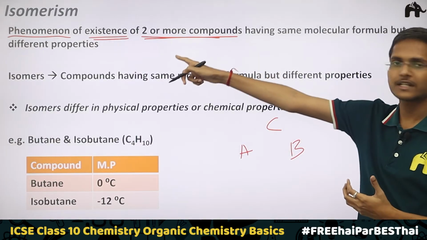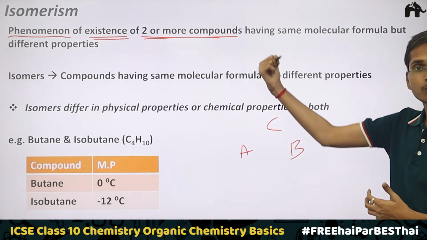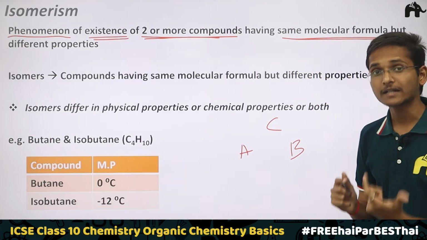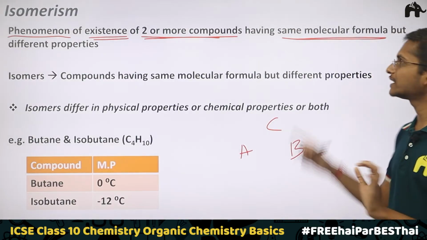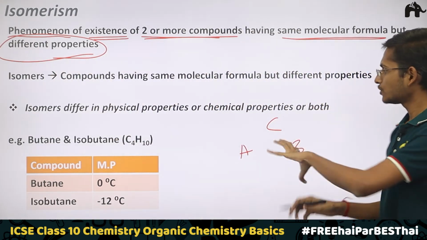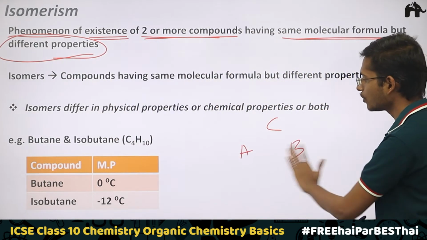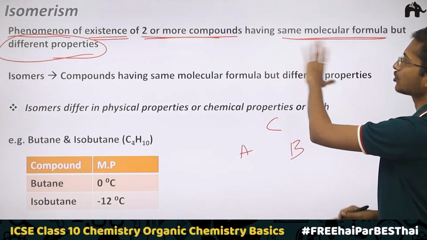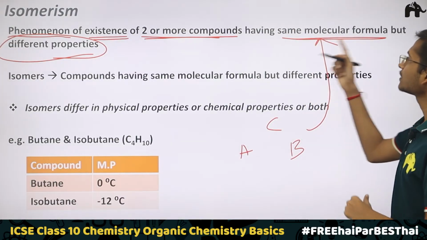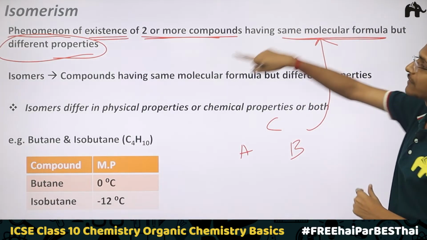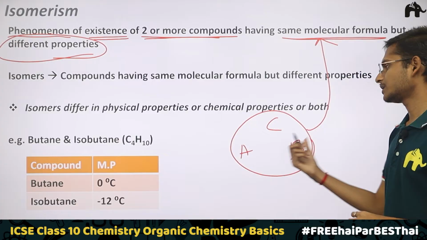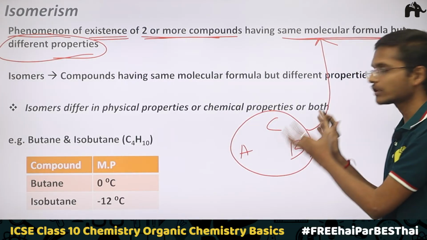How are these two or more compounds existing in this phenomenon? These two or more compounds have the same molecular formula, exactly the same molecular formula, but they have different properties. This is where the game is changing. So the phenomenon of existence of two or more compounds having same molecular formula but different properties. Clear? So these all have the same molecular formula, but their properties are different. And this phenomenon is called isomerism.